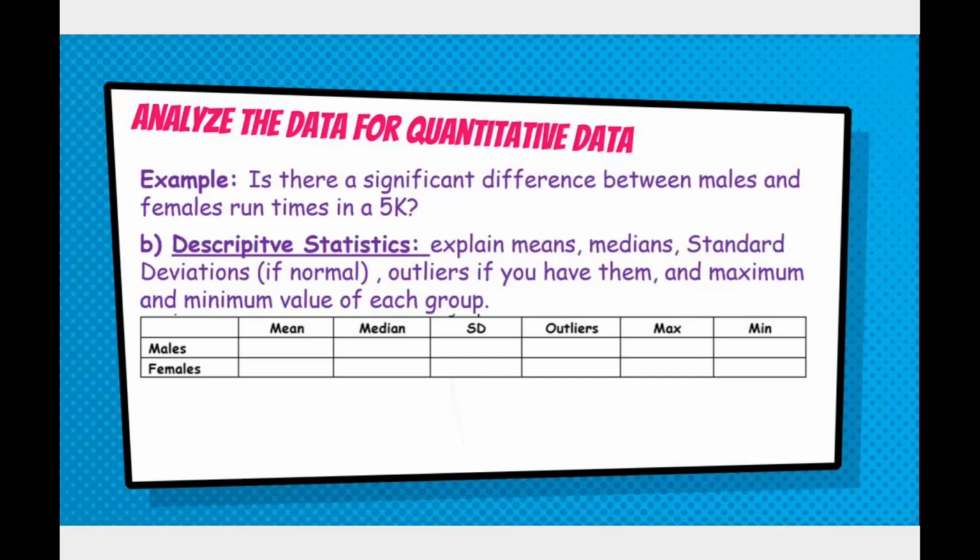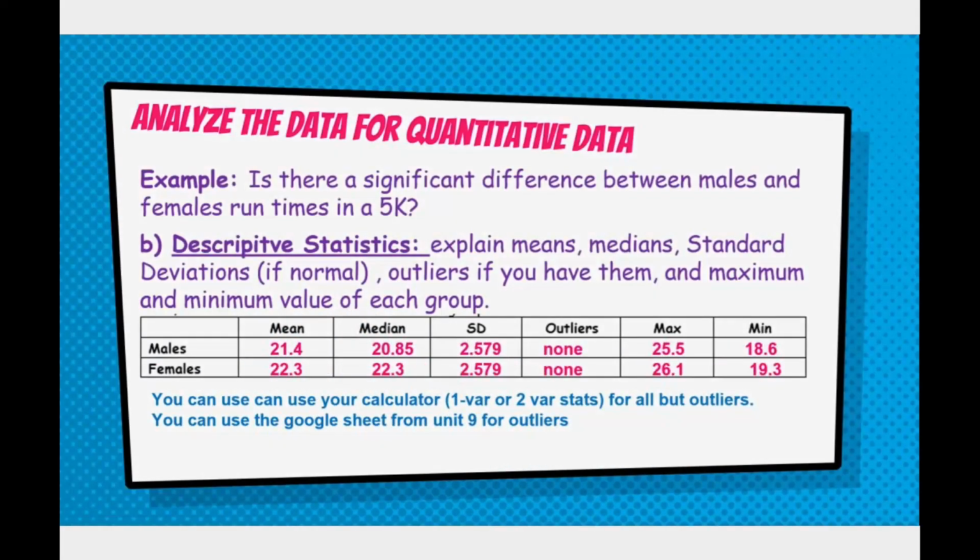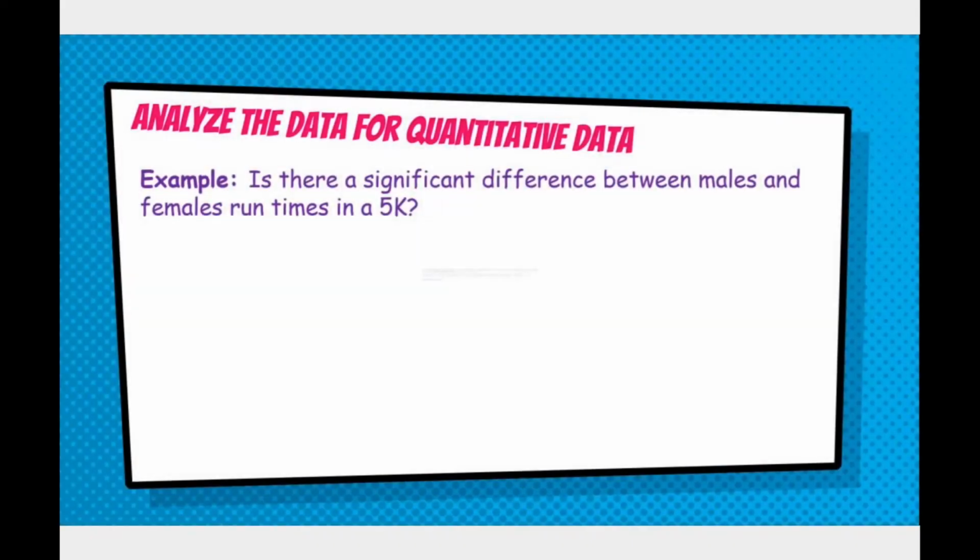So here are just the descriptive statistics of that previous page. If I typed all this in, I would get the following information. There were no outliers, and the following means and medians. We can use 1 or 2-var stats for everything but outliers; for outliers, you can use the Google Sheets from Unit 9. We don't organize our quantitative data into a two-way table because it's not a count. We don't count them up. We list them out. So we separate them and we list them out.